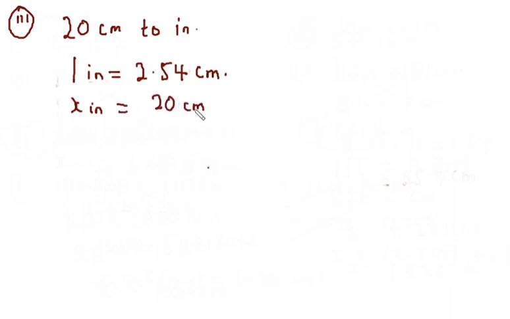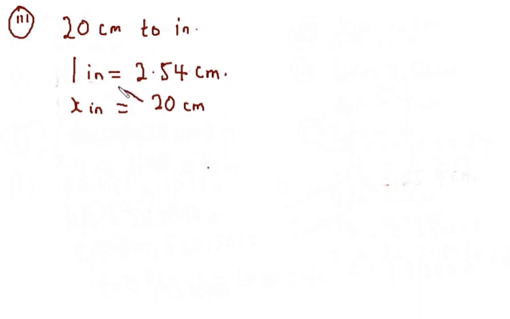Let's also take another example. In this case, we are going to be converting centimeters to inch, but we're still going to be using the same constant conversion term, which is 1 inch is equal to 2.54 centimeters. We do not know the value of inch in this case, so this is x inch is equal to 20 centimeters.